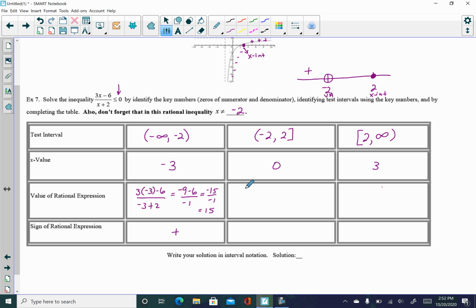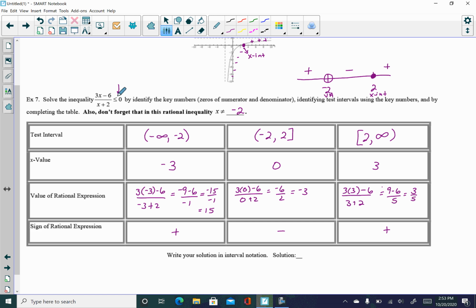Now I'll plug in 0. So I say 3 times 0 minus 6 over 0 plus 2. Negative 6 over 2, that'll give me negative 3. So that portion is negative. And then in the last interval, 3 times positive 3 minus 6 over 3 plus 2. So that gives me 9 minus 6 up top over 5. Gives me 3/5. So we find that that's positive.